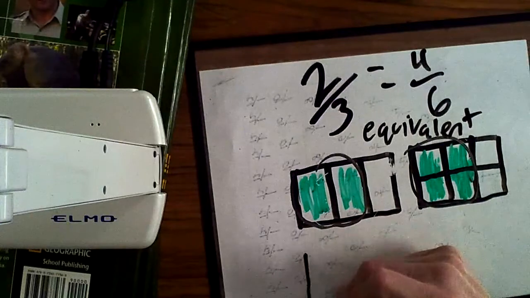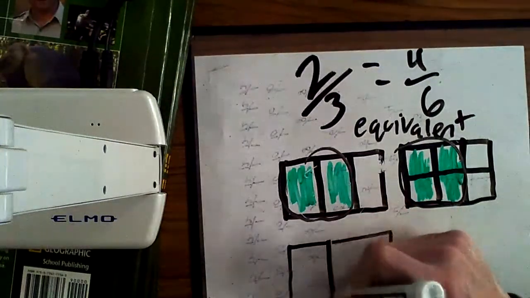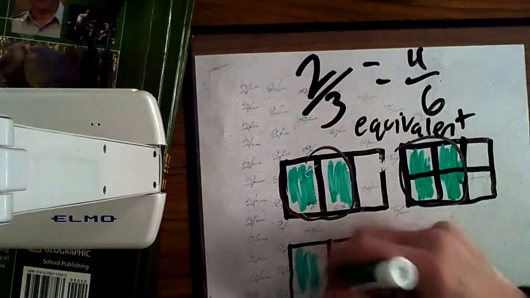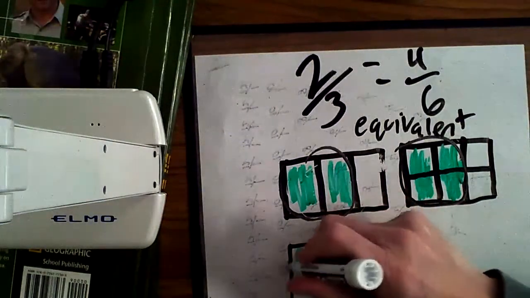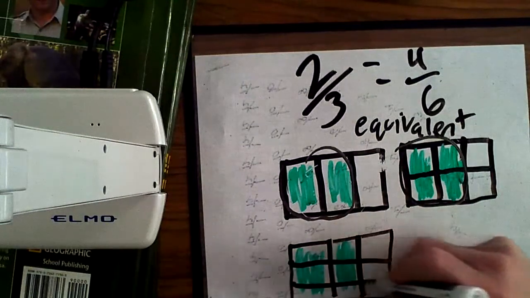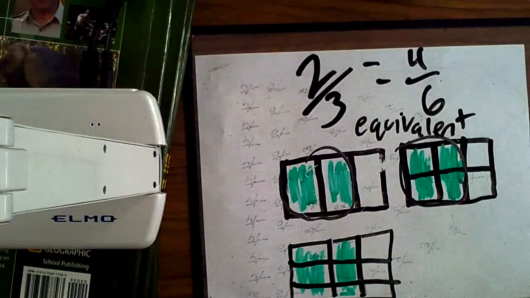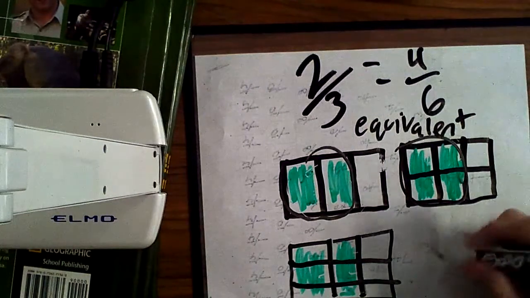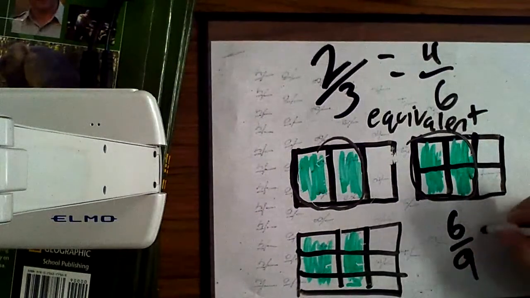And we could create more equivalent fractions to 2/3. We can make an endless number of equivalent fractions to 2/3. What if we've got 2/3 again, and what if we split it up this way? Now we've multiplied the total number of parts by 3, right? So now we've got 1, 2, 3, 4, 5, 6, 7, 8, 9 parts. And 6 of them are colored in. So we could say that 2/3 is equivalent to 6/9.